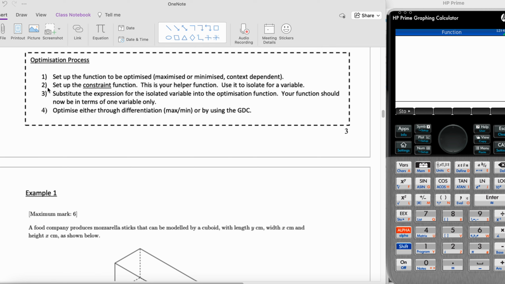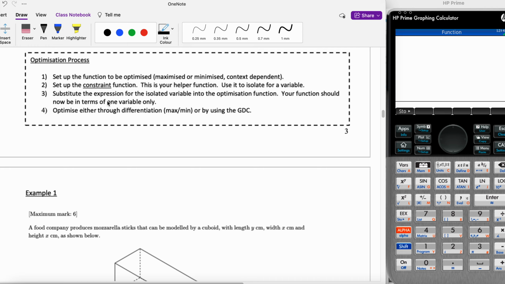So we're going to do day 2, and we're going to do optimization. Remember with optimization, you're going to need to use your formulas, and you're always going to have two equations. You're always going to have the one that you optimize, and then you're also going to have your friend. That's the one where you actually get the information from that you can then use to isolate for a variable.